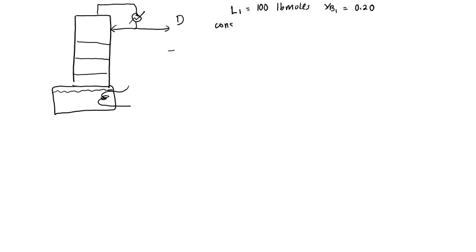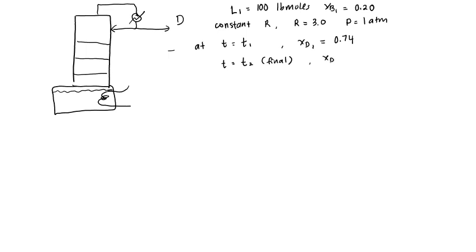And this column is operated at constant reflux ratio, constant R, where R equals 3.0 and the pressure is 1 atm. So initially at T equals T1, you measure the XD, which is collected at the distillate product. XD1 you have 0.74, and after some time at the end of the distillation, T equals, let's say, T2, i.e. the final T, you have the distillate composition. When you measure the composition, you have 0.6, and the remaining composition of ethanol in the still, XB2, is 0.03. Okay, so these are the information given to you.